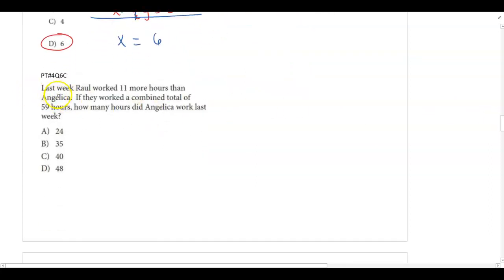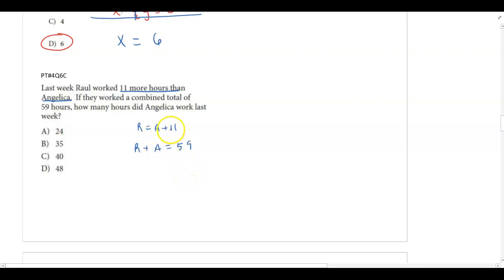And the last one. Last week, Raul worked 11 more hours than Angelica. If they worked a combined total of 59 hours, how many hours did Angelica work last week? So we know Raul worked Angelica's hours plus 11, because 11 more than Angelica. Together, when you take Raul and Angelica and add their hours together, you get 59.